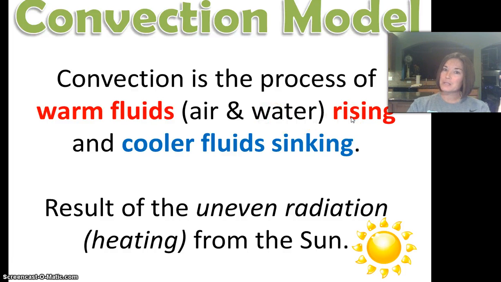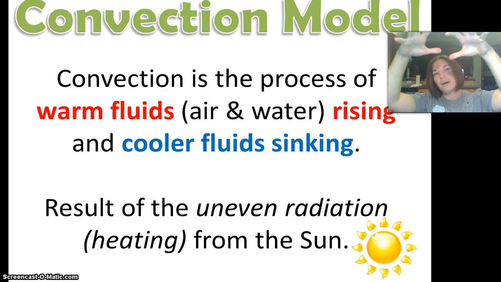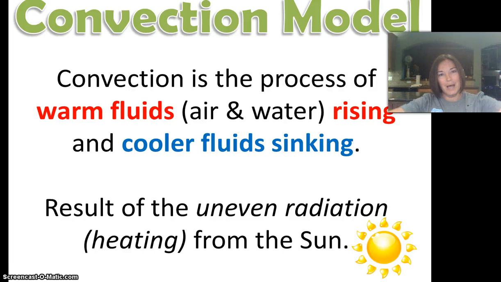Remember a few slides back when we talked about warm temperatures will cause the density to decrease. Well, that decrease in density will cause that air and water to rise up. And then as it rises up, it will cool off. And once the temperature begins to cool off, the density will become greater. And then that air or water will sink back down. And what we end up with is a cycle, a circular cycle called convection. And this convection is the result of uneven radiation or uneven heating of the earth from the sun.